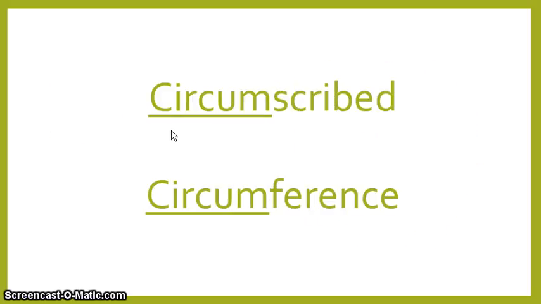And then there's also circumscribed, which is basically the same thing, but it's on the outside. It's on the outside of the circle. It's always going to be like that, so it's going to be along the circumference, outside of the circumference. So basically, that's how I remember it.